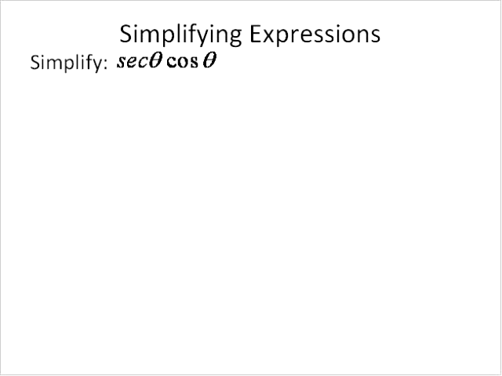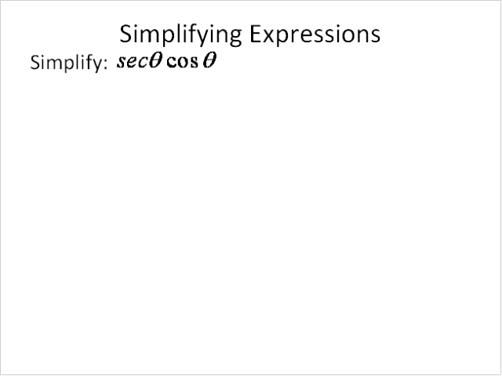Alright, so we're talking about simplifying expressions, and what you're going to need for this section is your formula sheet in front of you. Let's get started with this example. I have secant theta times cosine theta.